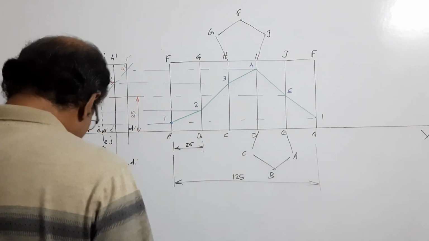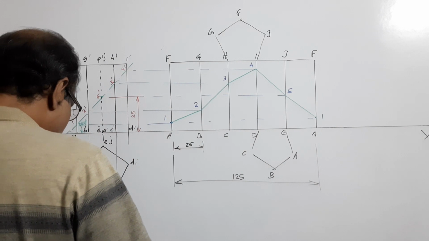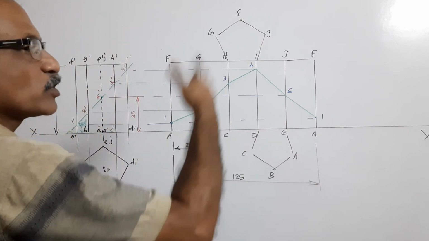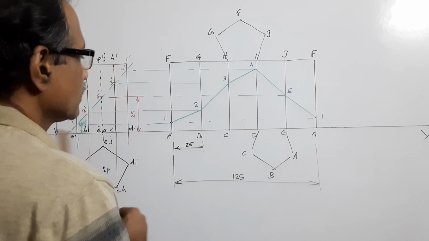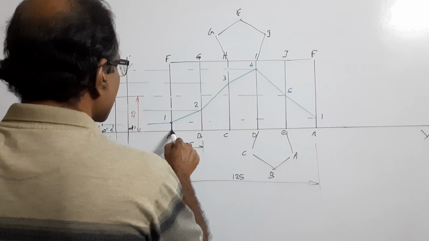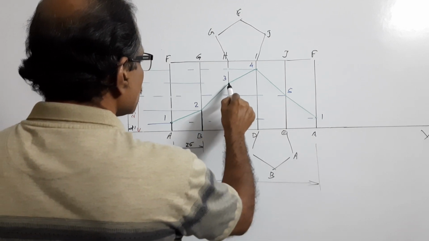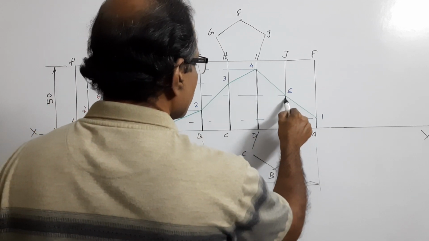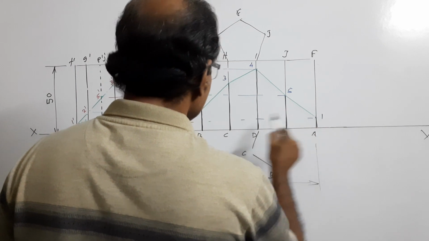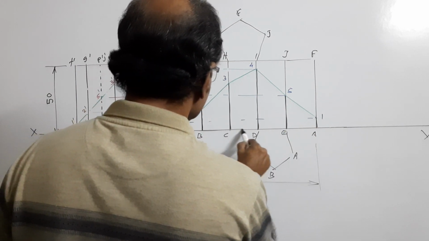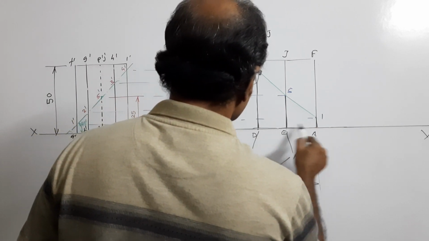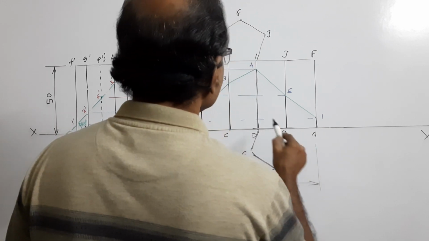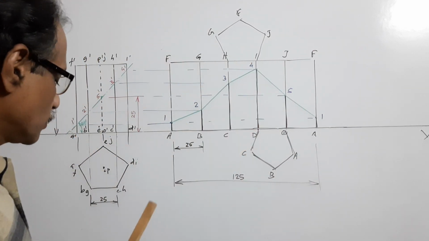To indicate that, once you develop the surface after cutting, one portion is removed and the other is considered, you have to darken the portion that is remaining. So in this case, the bottom piece is expected to remain. So darken this. Darken this, indicating that the top piece is removed.